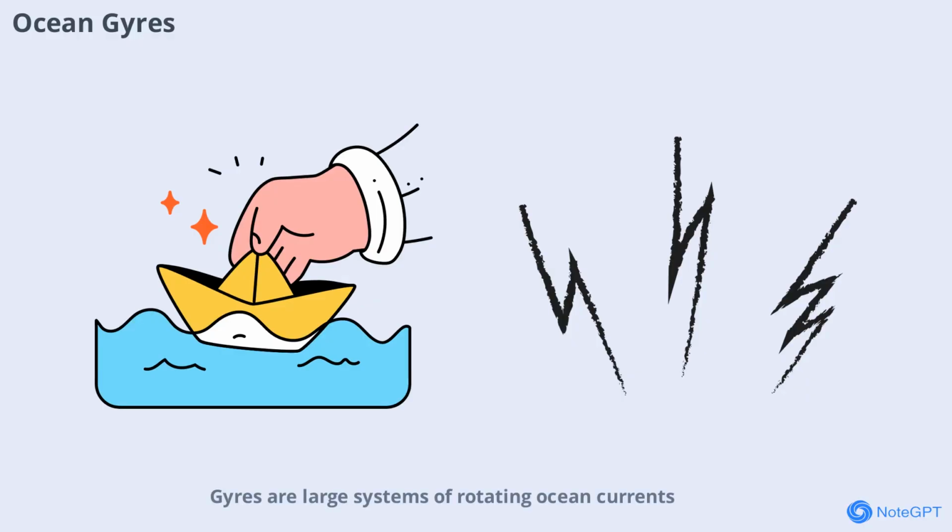Gyres are large systems of rotating ocean currents, formed by the Coriolis effect and global wind patterns. There are 5 major ocean gyres: the North Atlantic, South Atlantic, North Pacific, South Pacific, and Indian Ocean gyres. These massive circulations help distribute heat and nutrients across the globe. Gyres also influence weather patterns and play a role in the accumulation of floating debris, such as the Great Pacific Garbage Patch. Understanding gyres is key to grasping the movement of water on a planetary scale.